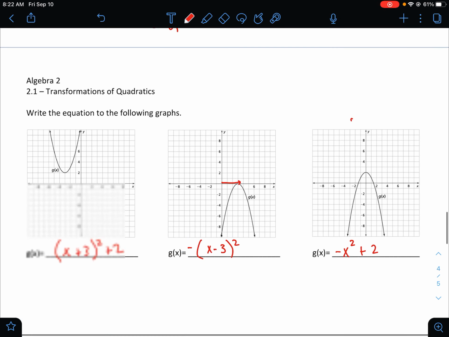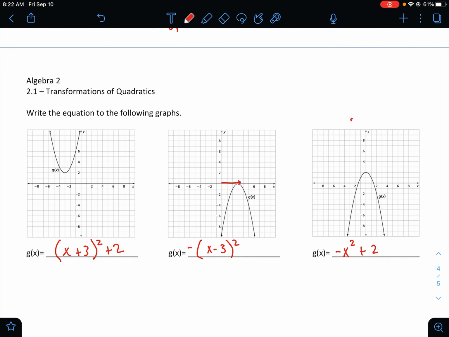So, and that is it. That is transformations of quadratics. Really short, super, or still relatively easy, hopefully, now that we've done transformations before.